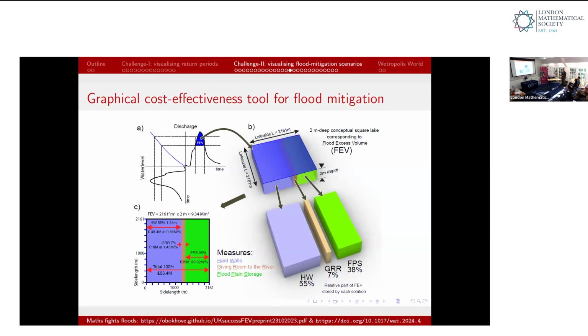Okay, then what's the graphical cost effectiveness tool? So we go to the top left, A. Now what you need to do is first bend your head and look at quadrant 3. Quadrant 3, right? Bend your head. So what's usually, this is water level measurement along the river at the critical spot, at the relevant spot, water level versus time going down.